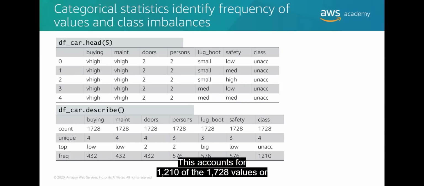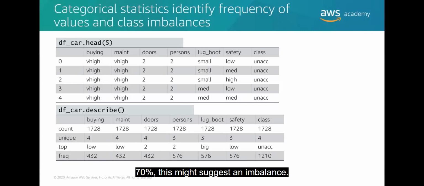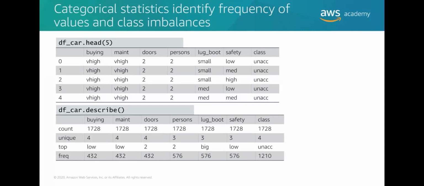This accounts for 1,210 of the 1,728 values, or 70%. This might suggest an imbalance.